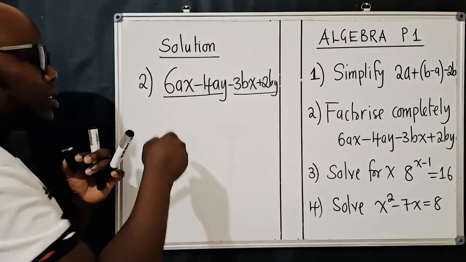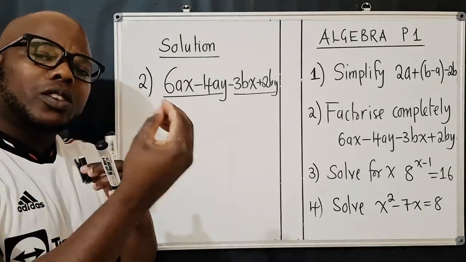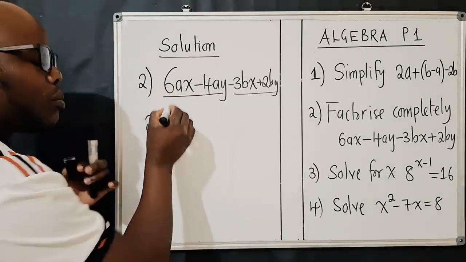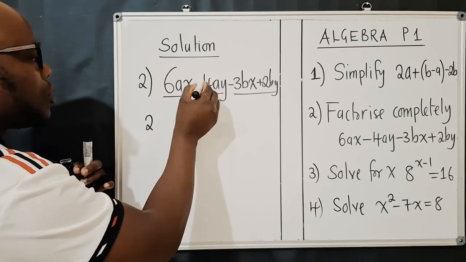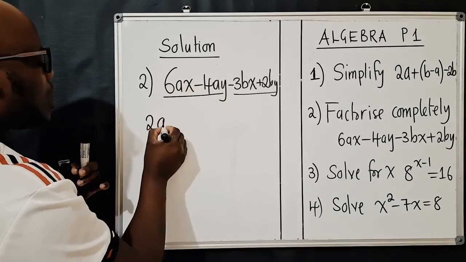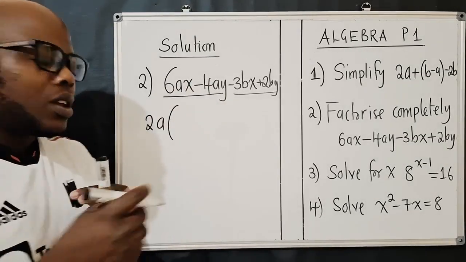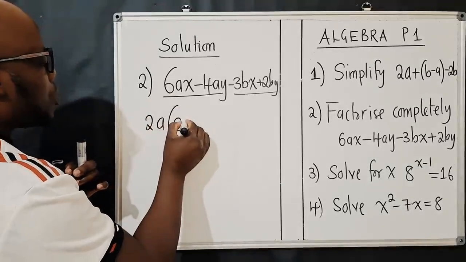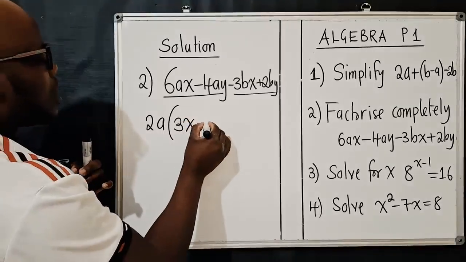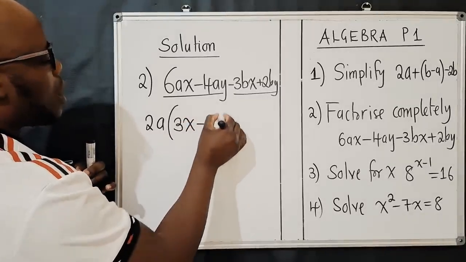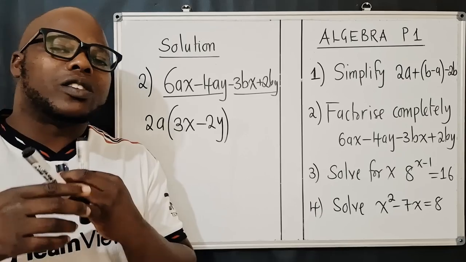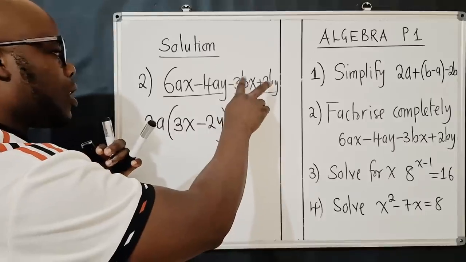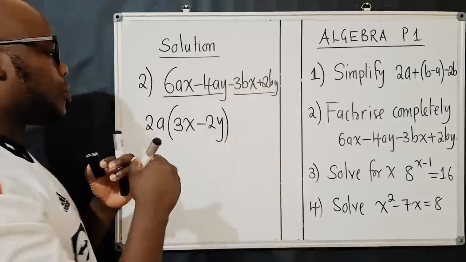And for the numbers, there is a number that can go into 6 and negative 4. So we're going to write a 2, because 2 is able to go into 6 and into negative 4. For the letters, it's a. And then you say open bracket. 2a into 6ax, this will simply be equal to 3x. Here it will be negative 2y. So we're done with the first set of 2 terms. We go to the second set of two terms.